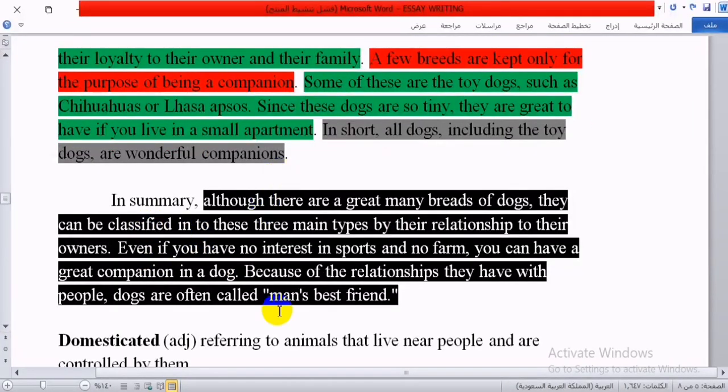Finally, we summarize the whole essay. Here is the signal, "In summary," with which we start our concluding paragraph, and we summarize the whole essay in these sentences.